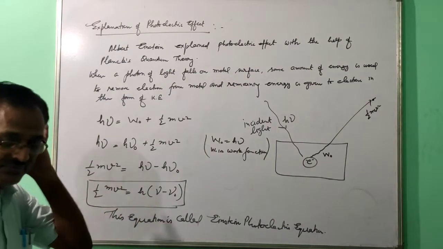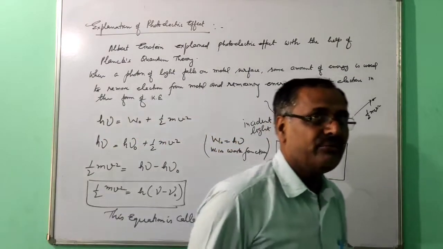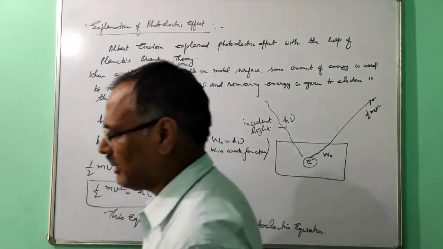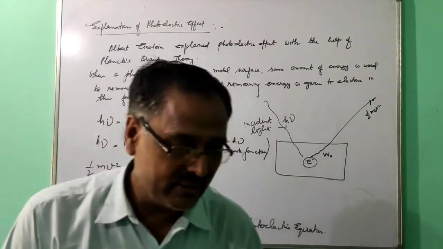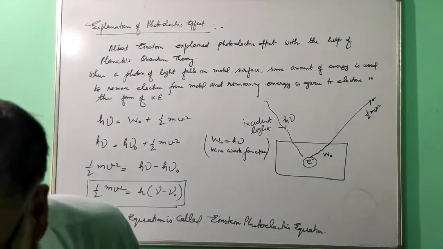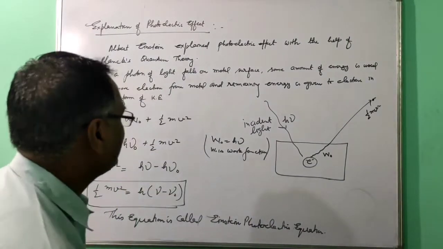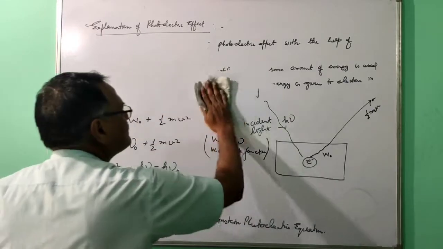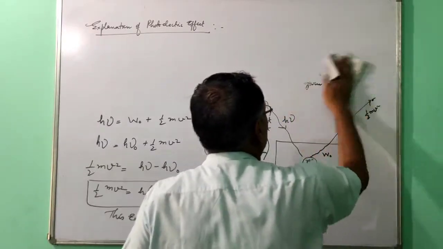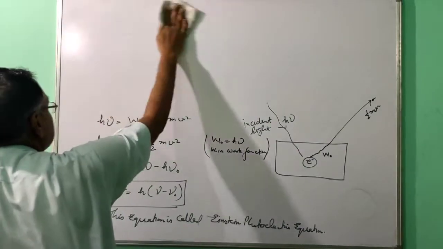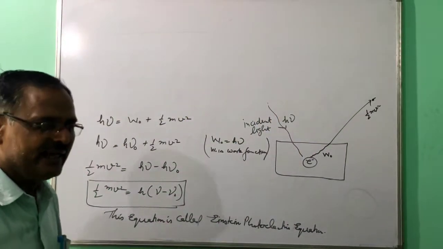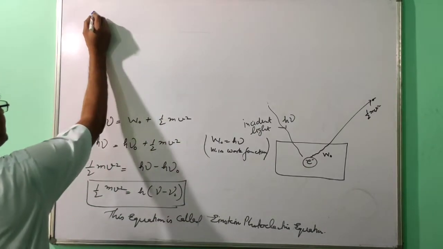With the help of this equation we can explain all the 3 points in the photoelectric effect. So now we are going to explain the 3 points of the photoelectric effect. What is the first point? The first point we have studied is that the incident light should have a certain minimum frequency.